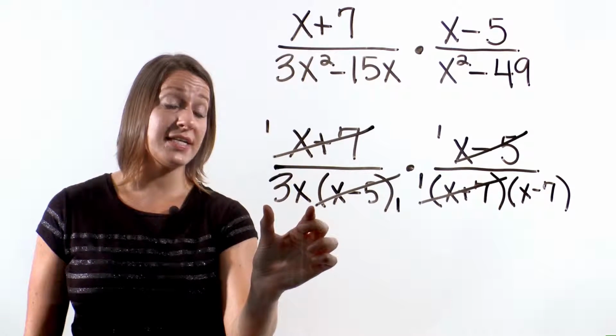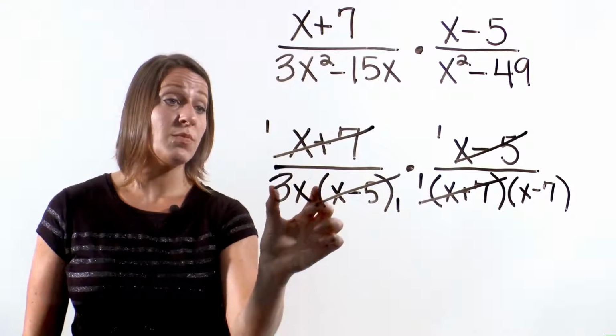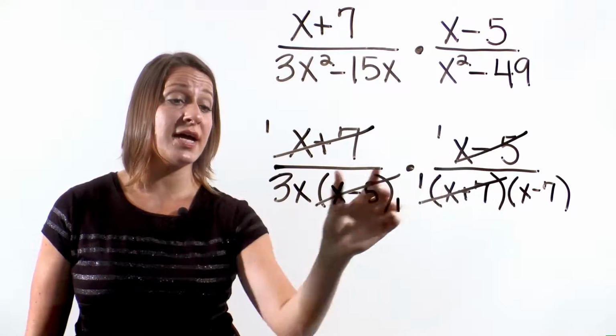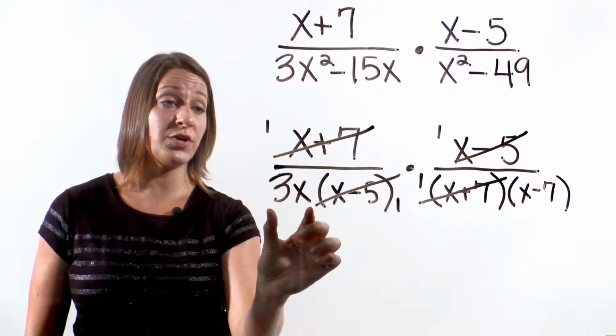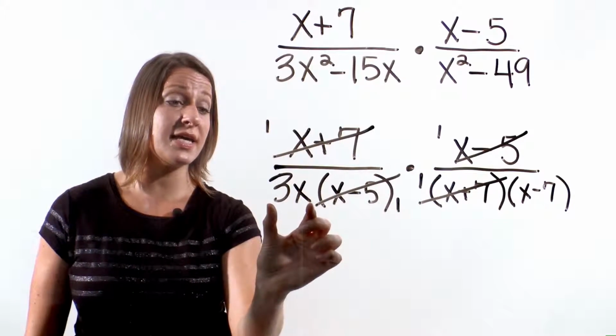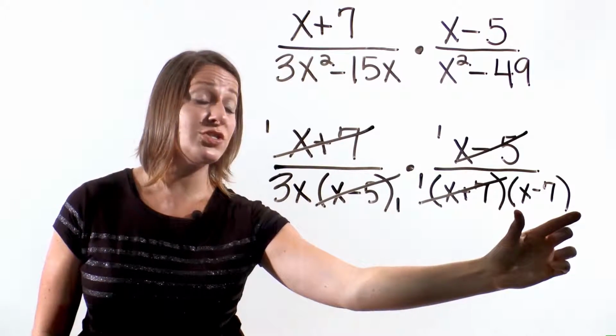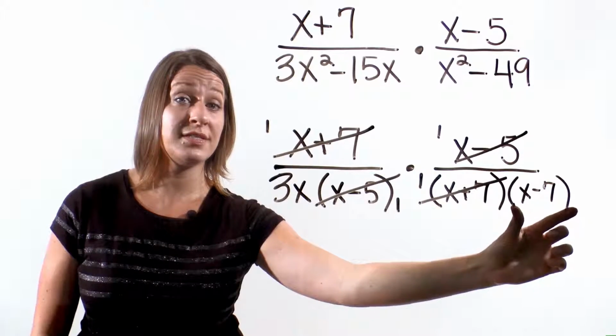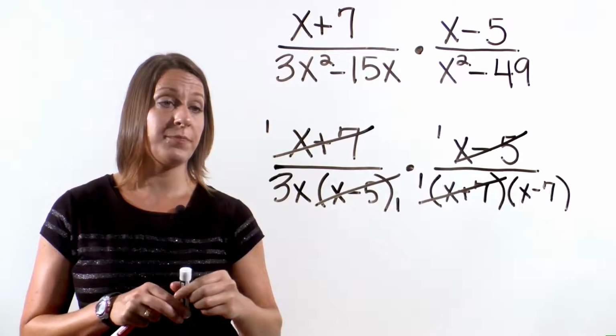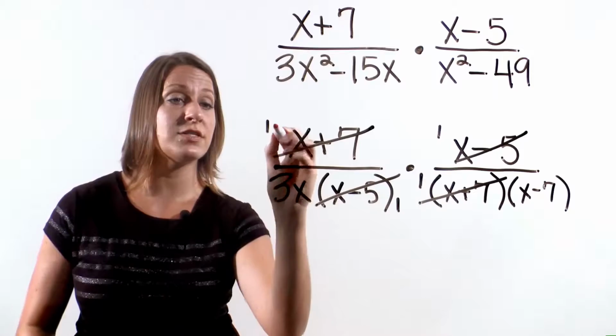We have a 3x in the denominator, but we do not have any 3x in the numerator. We only have 1, so we cannot cancel this term. And we do not have another x minus 7 to cancel this one on the denominator. So let's see what we have left.